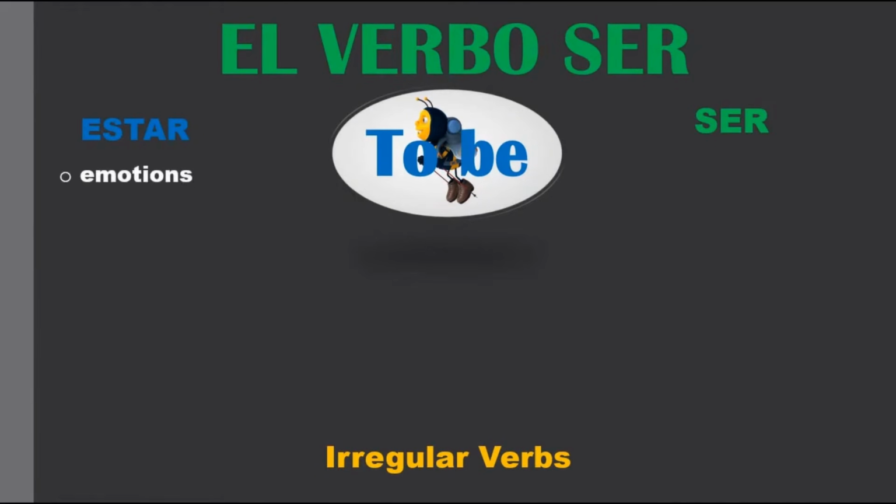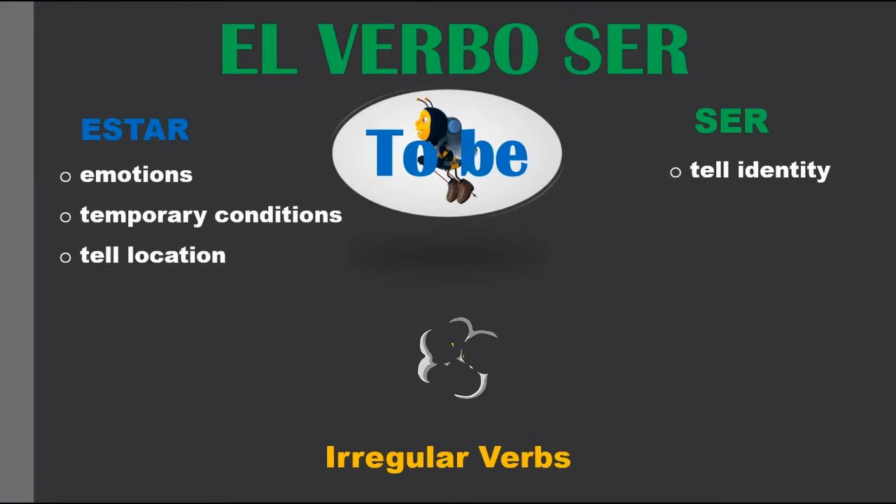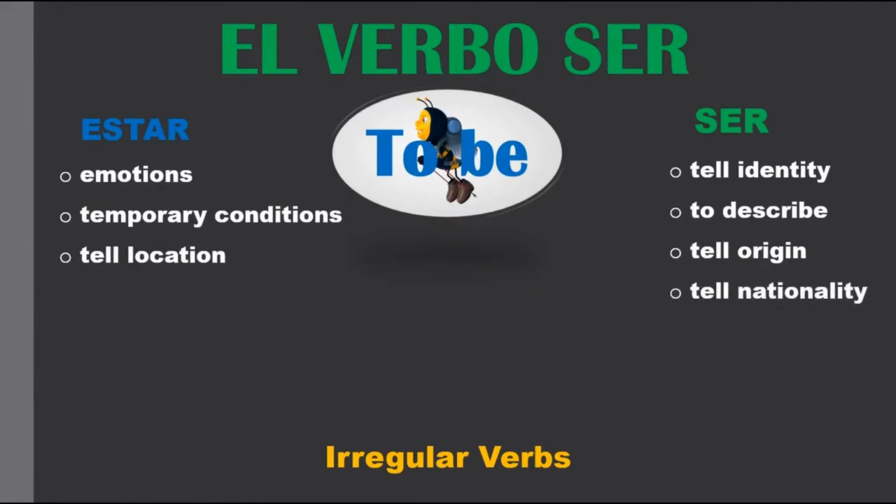Whereas ESTAR is used to express emotions, temporary conditions, and to tell location, SER is used to tell identity, to describe, tell origin, nationality, time, and the date. You will see examples for each of these expressions throughout this video.